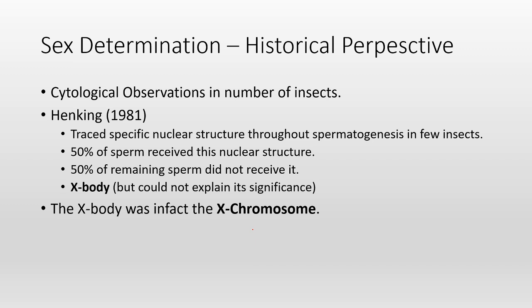Because he didn't know what it was, he gave the name X body, and he could not explain the significance. But later on, with the advancement in studies by other scientists, they found that the X body, that unknown specific nuclear structure that Henking was tracking, was nothing but a chromosome, and they gave it the name X chromosome. And later, after a number of other studies, they found that this X chromosome determines the sex in many organisms. Again, there are different types of sex determination that we are going to talk about today.